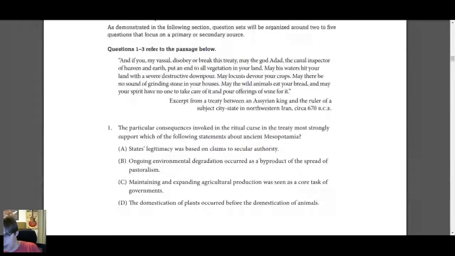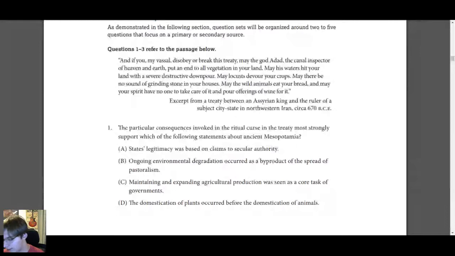Okay, I see we're kind of all over the place on this one. I'm seeing we're kind of majority C. Okay, C. So the answer to this one is C. Maintaining and expanding agricultural production was seen as a core task of governments. I saw near the beginning some of you were saying A and B, so let's go through these answers and see why they're wrong.